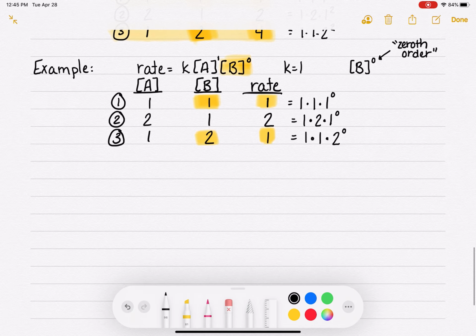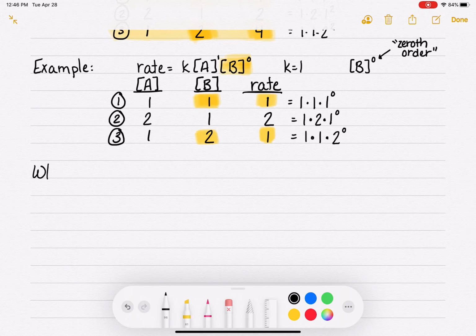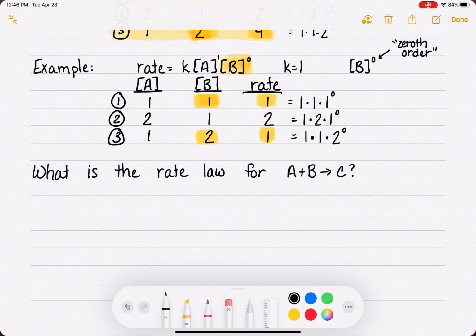So how can we actually use this type of strategy that we're looking at here? How could we actually apply this? What is the rate law for some reaction? We're going to call it A plus B goes to C. And in order for us to solve this reaction, we need some data, just like we were just looking at. Only this time, the data is all going to be provided for us. So we're going to have 3 sets of data. Sometimes you might even have more than 3 sets of data.